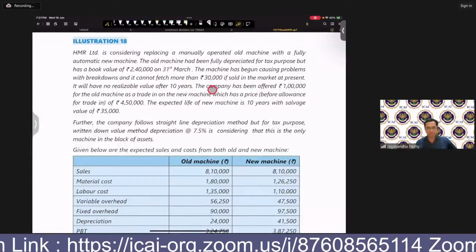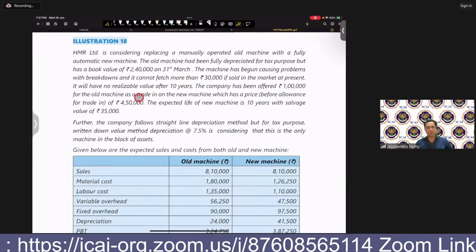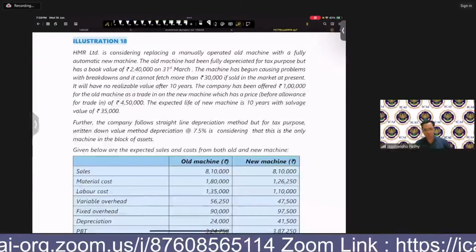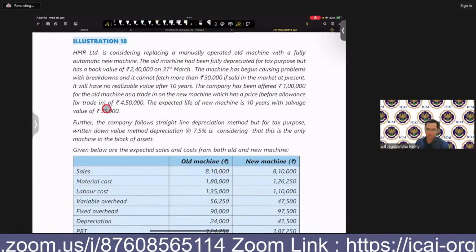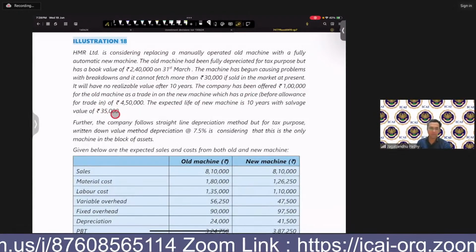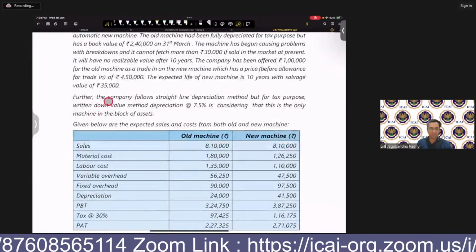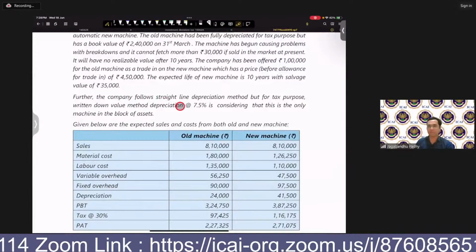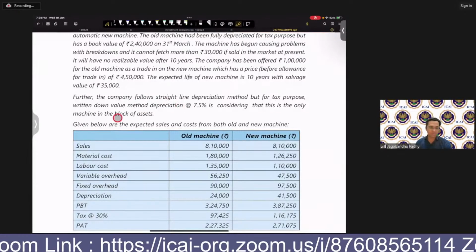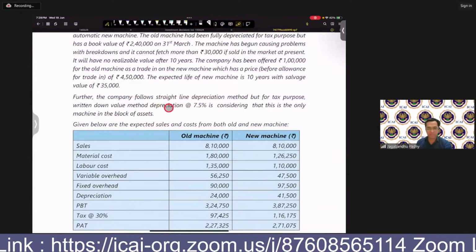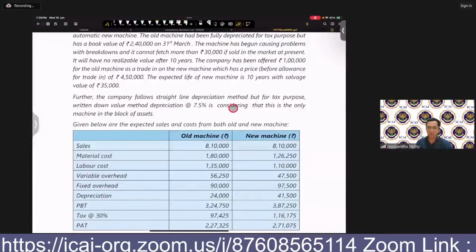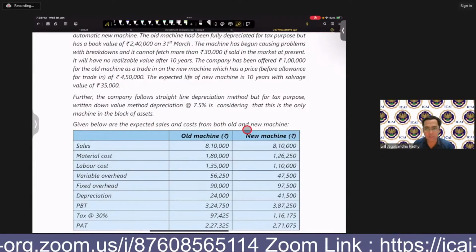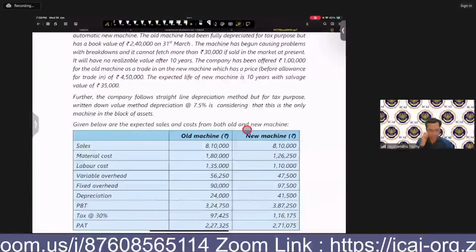The new machine, which has a price before allowance for trading of 4,50,000. The expected life of the new machine is 10 years with a salvage value of 35,000. So the new machine is going to have a salvage value of 35,000. Further, the company follows straight line depreciation. So the company is following a straight line method of depreciation. For taxation purpose, written down value method depreciation at 7.5% is considered. That is only the machine in the block of the asset. So the new machine is going to be only there in the block of asset. No other machine is there.